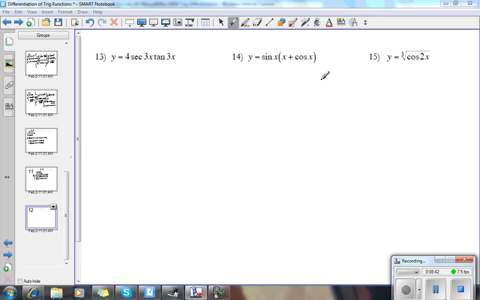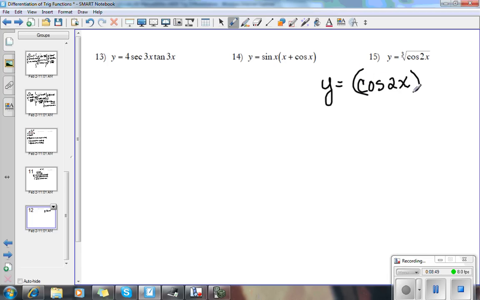And we're finally at the last one. So I'm going to rewrite this as cosine 2x to the 1/3 power. All right, so I'm going to have the chain rule. I have 3 different layers of functions here, so I'm going to be using the chain rule. So we have y prime equals 1/3 cosine 2x to the negative 2/3, that's the power rule, times the derivative of cosine, which is negative sine 2x, times the derivative of 2x, which is 2.